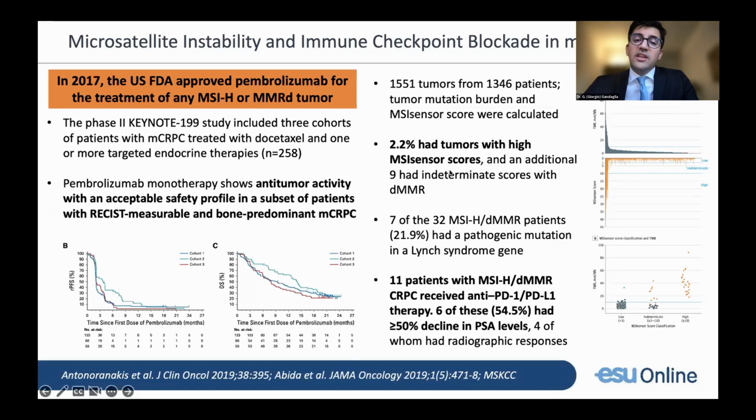However, please note that only 2% of our patients in the setting of metastatic castration-resistant prostate cancer are mutated in these genes or have microsatellite instability.